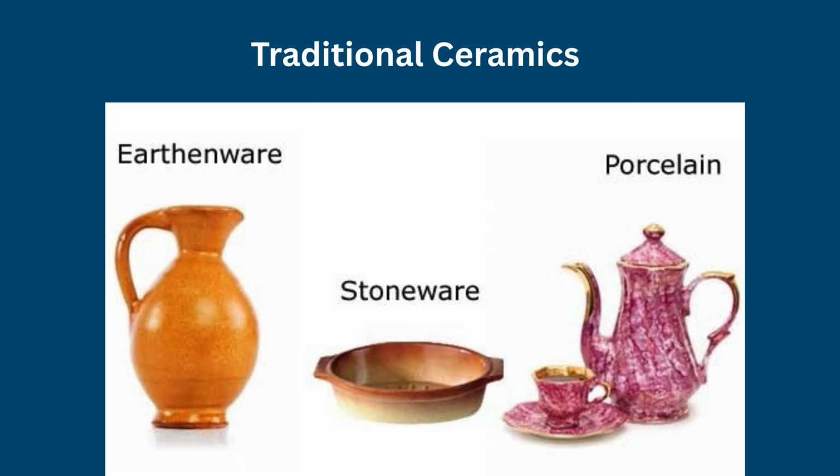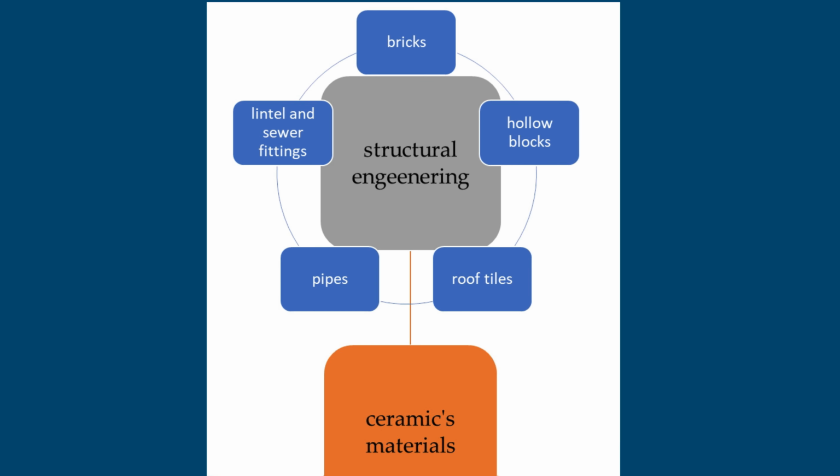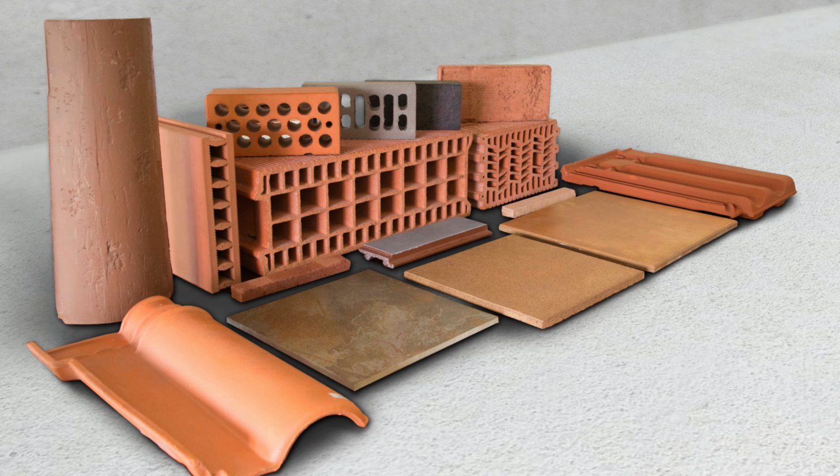Classification of ceramic materials. Traditional ceramics. Traditional ceramics are primarily clay-based materials manufactured from naturally occurring minerals. These ceramics have been used for millennia and remain essential in construction and domestic applications. Structural ceramics. Structural ceramics include bricks, roof tiles, sewer pipes, and cement products. Their durability, compressive strength, and weather resistance make them suitable for infrastructure and architectural applications.